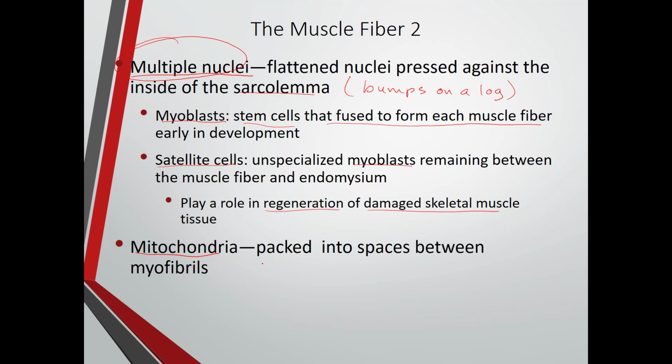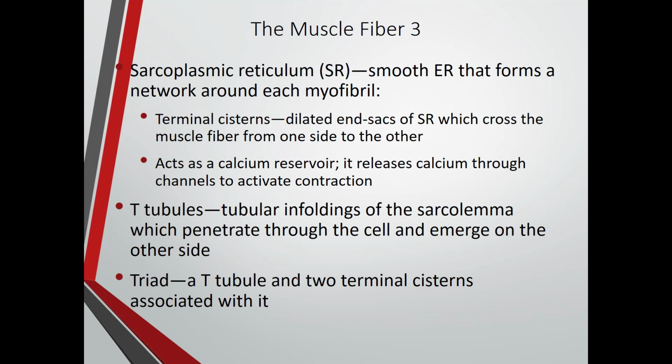and there's no special name for it. It's just that there are lots of them in the cell. This probably has the most need for ATP, and so it does have a lot of mitochondria present. So the sarcoplasmic reticulum, this SR, is actually smooth endoplasmic reticulum.